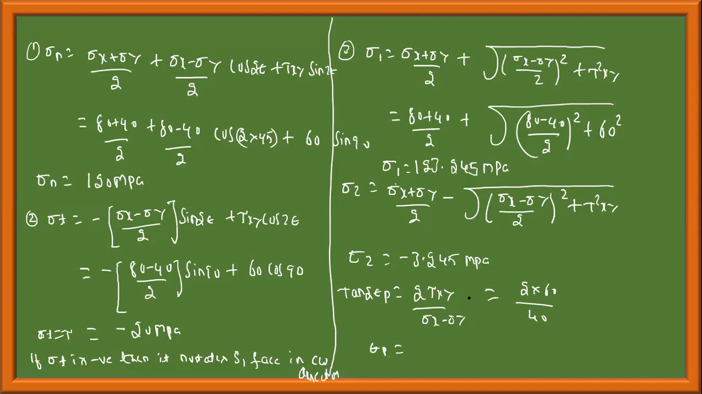How much? 3, sir. Tan inverse 3, you do it. Tan inverse 3 is 71.56. Now this 2 theta p is equal to 71.56 degree. Therefore, theta p would be 35.78 degree.